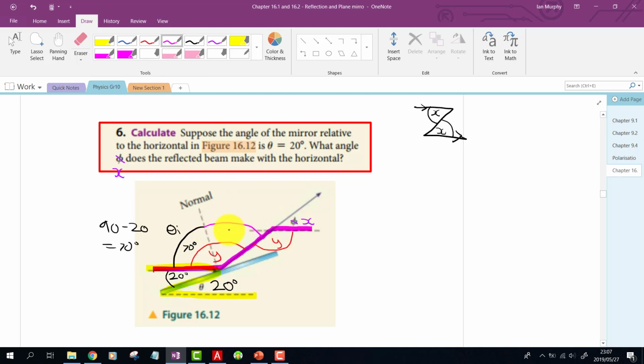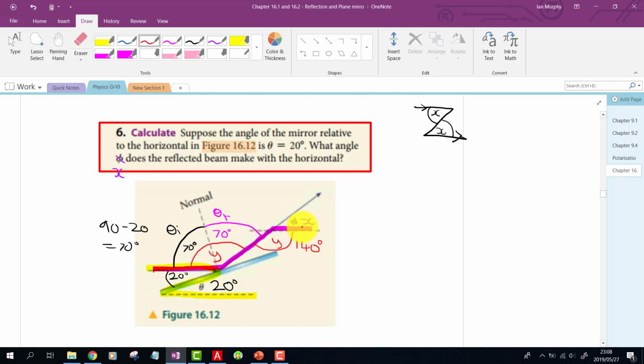Okay, so this will also be 70 because the angle of incidence and angle of reflection is always the same. We can see here that Y is going to be equal to 70 plus 70. So that's going to be 140. Remember Y is the same as Y over here, and I'm just going to write here 140 degrees.